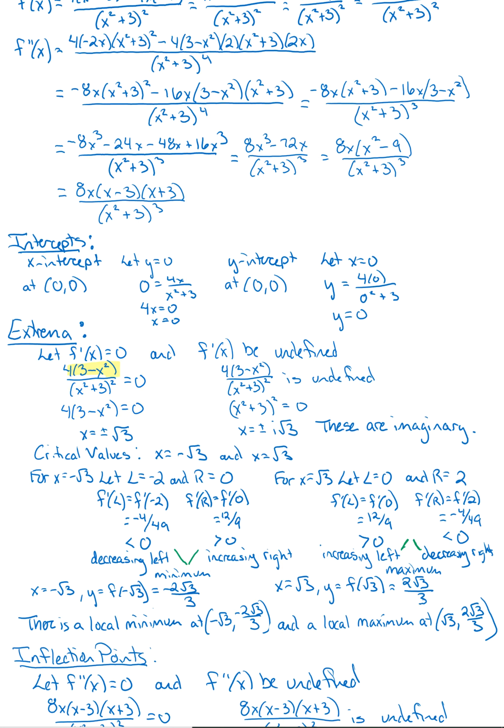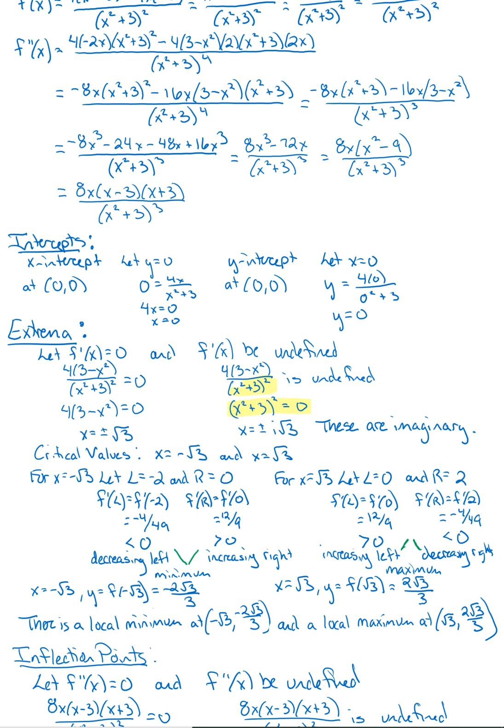And then when we solve that, again, I didn't show all of that algebra, but you should be able to do that little bit of algebra there, and we get that x is either a positive or a negative square root of 3. Now, for f prime to be undefined, looking at that, since f prime is a rational expression, that is undefined when its denominator is equal to 0.